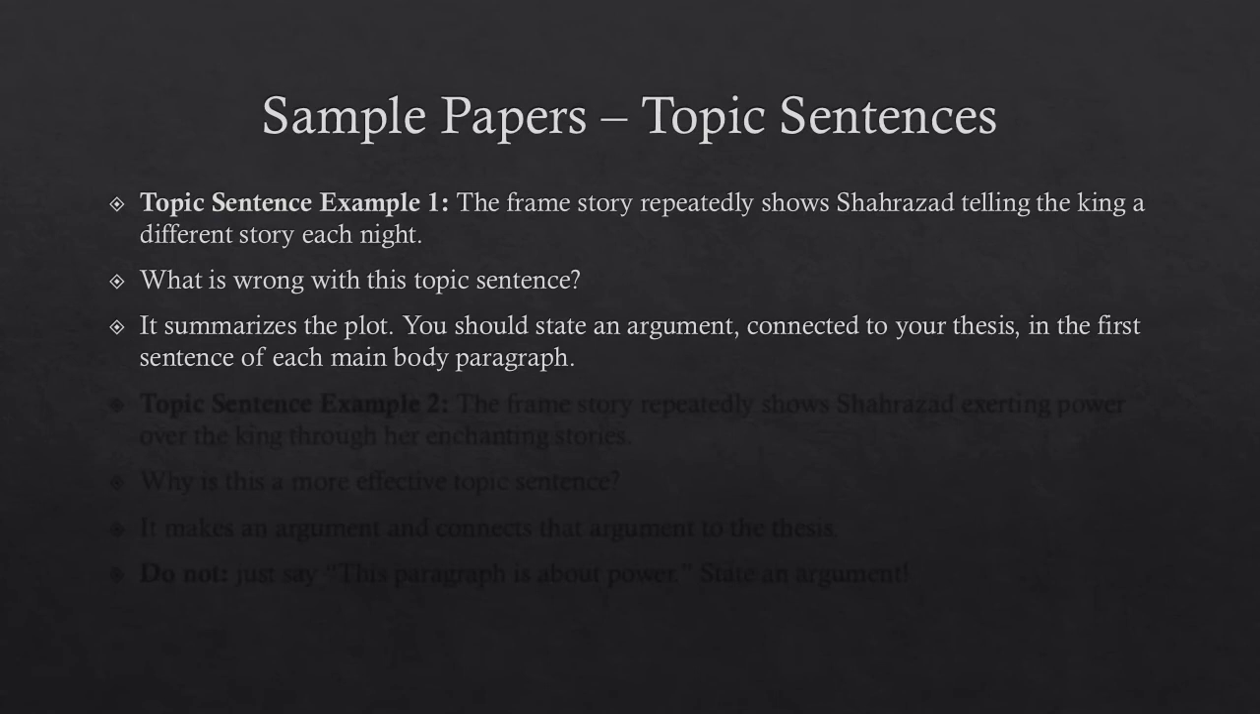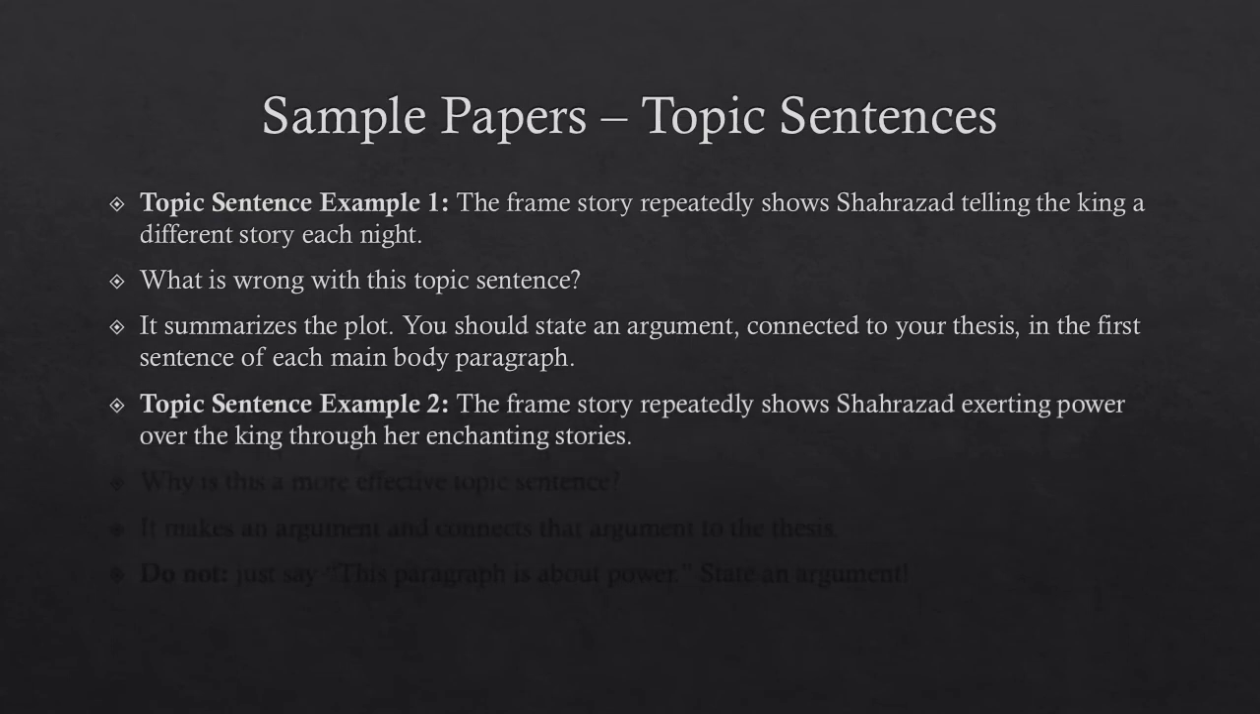So let's look at a better example. The frame narrative repeatedly shows Scheherazade exerting power over the king through her enchanting stories. So if you take a minute and look, the first 6 words of this sentence are exactly the same as the previous one, because I wanted to show you how easy it is to fall into the trap of saying to the reader what the paragraph is about without making an argument, because it is about Scheherazade telling the king stories.